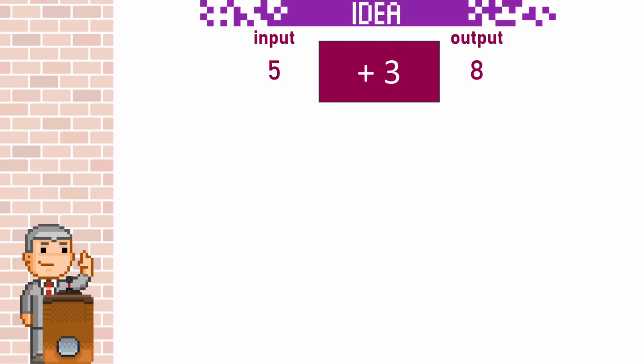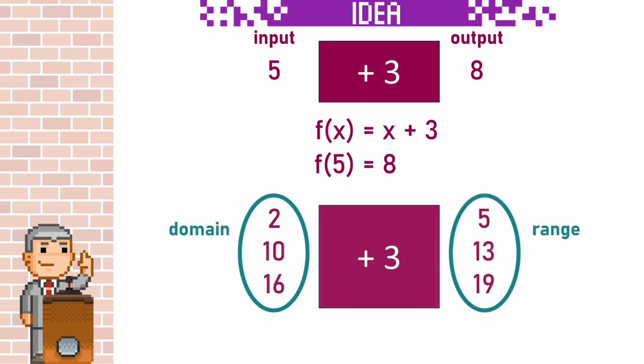We can describe this function using function notation f of x. We can pick any letter, but we normally start with f and go through the alphabet as new functions come along. When we want to substitute with our function, we say f of that number. F of 5 is 8. The possible inputs from our function is called the domain, and the possible outputs is called the range.